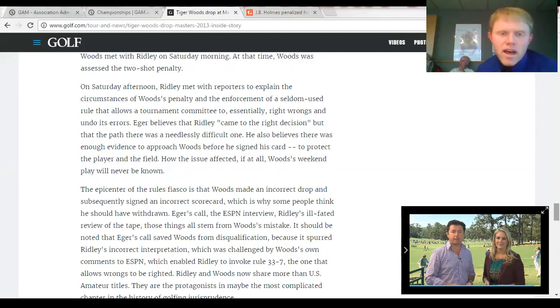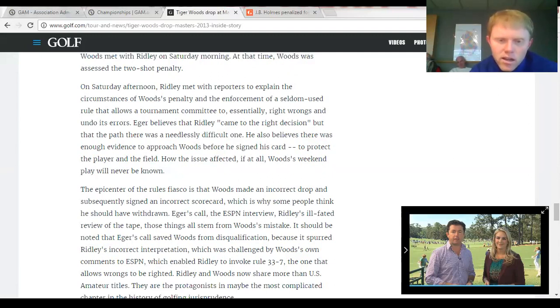Eager believes that Ridley came to the right decision, but that the path there was a needlessly difficult one. He also believes that there was enough evidence to approach Woods before he signed his card to protect the player and the field. How the issue affected, if at all, Woods' weekend play will never be known. The epicenter of the rules fiasco is that Woods made an incorrect drop and subsequently signed an incorrect scorecard, which is why some people think he should have withdrawn.